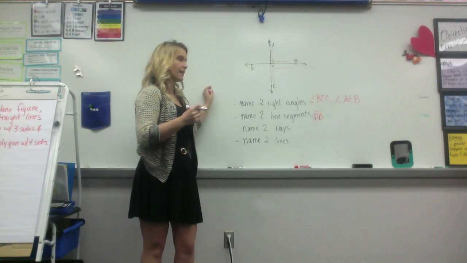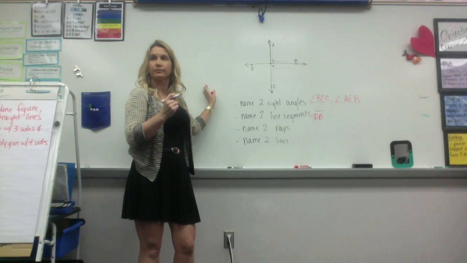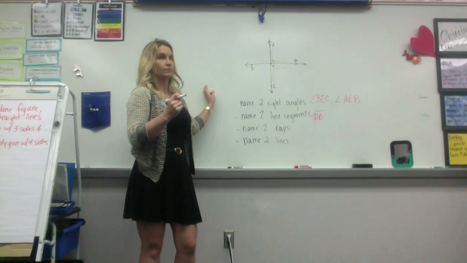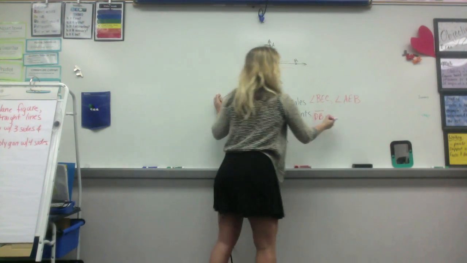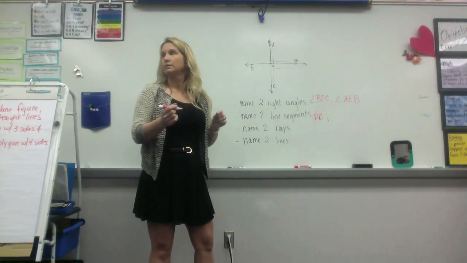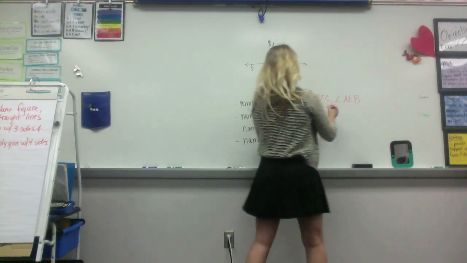Why, Haley? Why doesn't it have arrows? Because line segments don't go on forever. They stop at a certain place. Remember, the arrows mean they go on forever. Okay. So another line segment. Ronnie. Line segment AC.